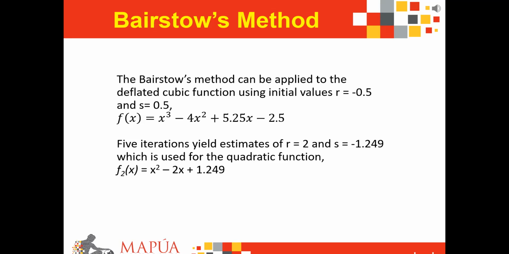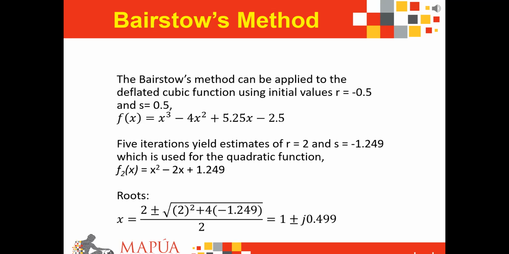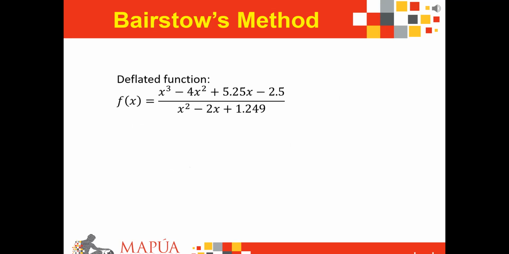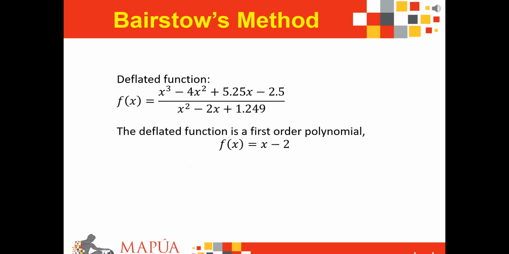squared minus 2x plus 1.249, which solves the roots to be 1 plus or minus j0.499 or 1 plus or minus j0.5, which implies that this particular quadratic factor gives us a pair of complex conjugates. We then deflate our cubic function by dividing it with your quadratic factor, having a solution like this, giving us a deflated first order polynomial function to be x minus 2.